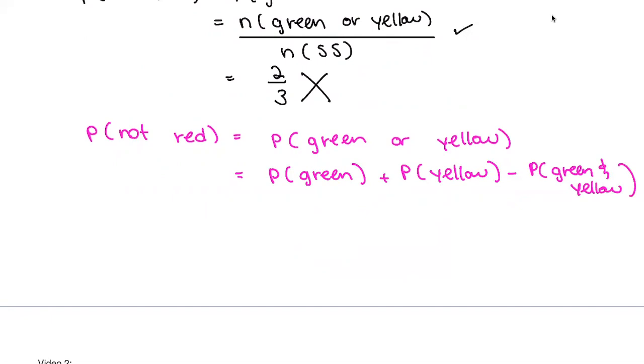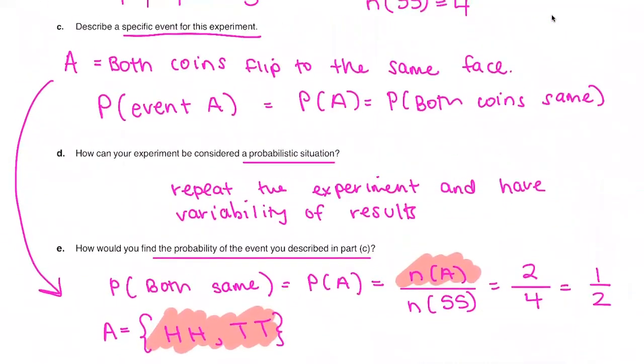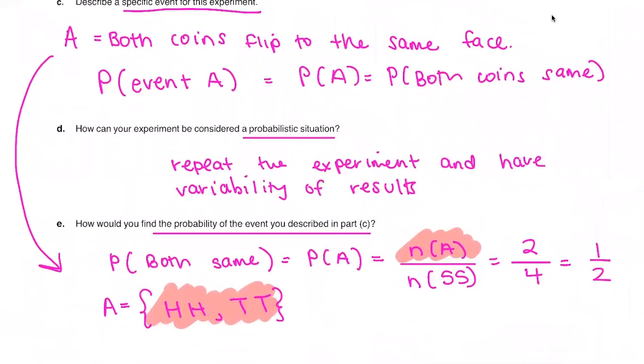We'll take a moment here. Can I have a green and a yellow light? No, that's not possible. So the last one that we're minusing here is just 0. So we have to find the probability of getting green and the probability of getting yellow. Well, when we did the penny and dime example, we just took for granted that we got two ways to get the same coin face out of 4 total ways.